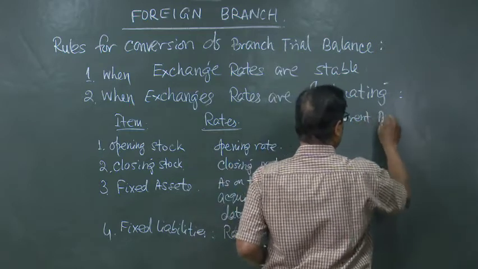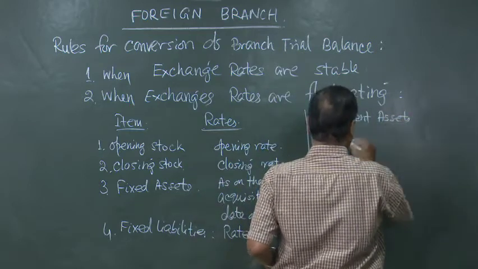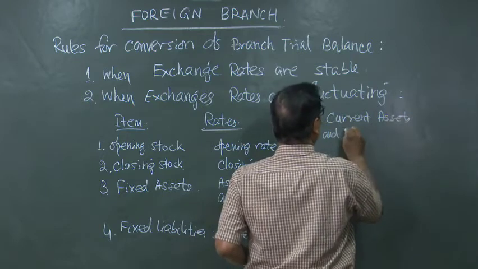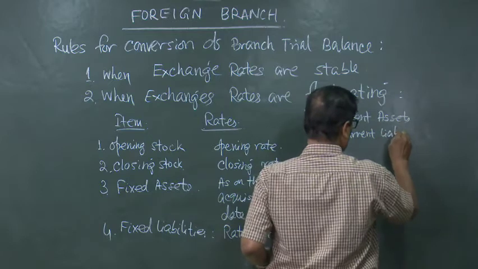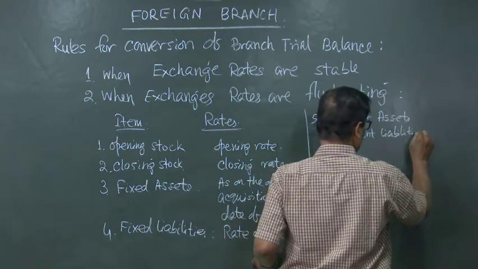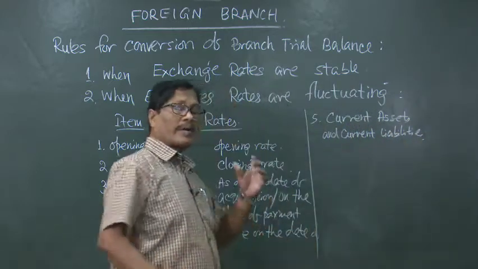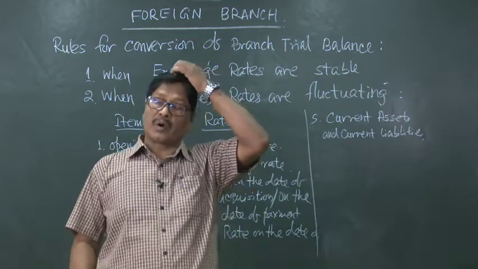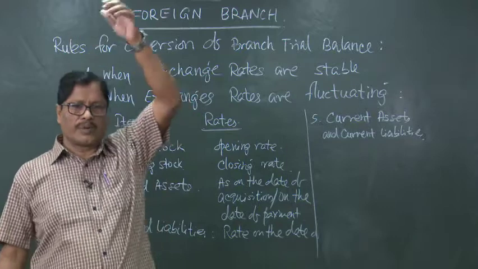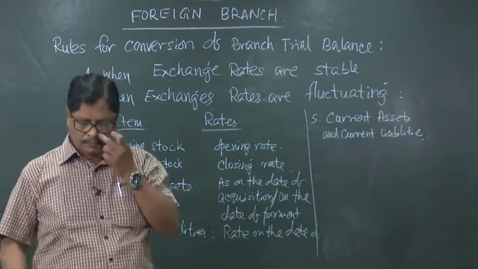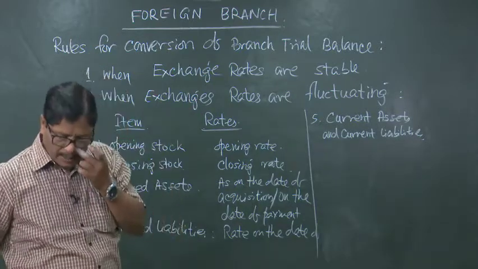Current assets and current liabilities. Because the current assets fluctuate very often throughout the year, so also the current liabilities. What we have to do is, we have to apply the closing rate.